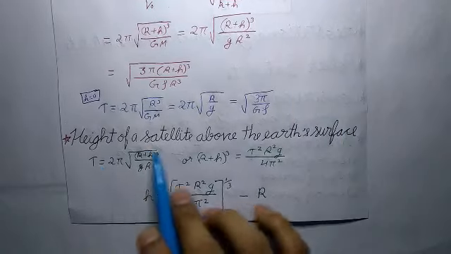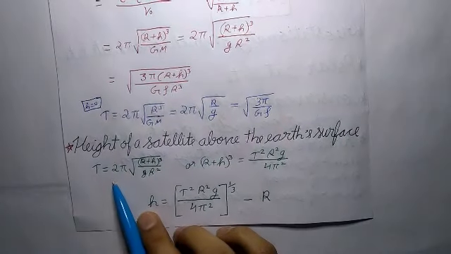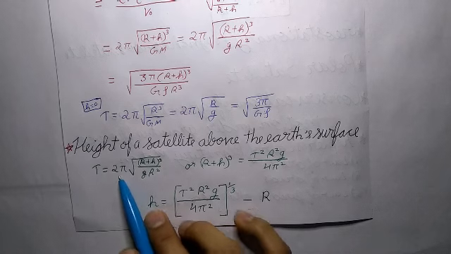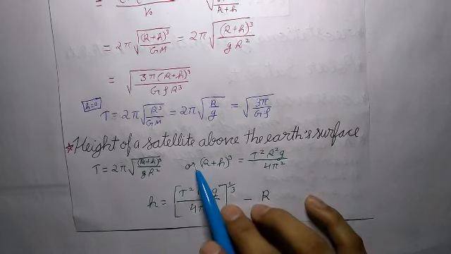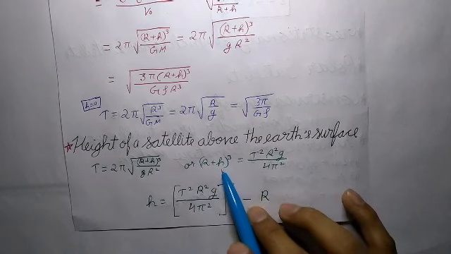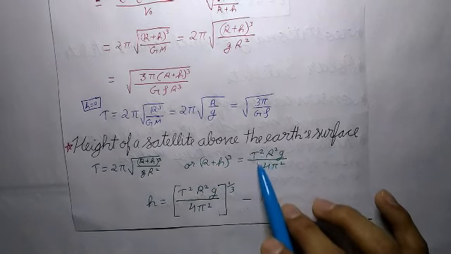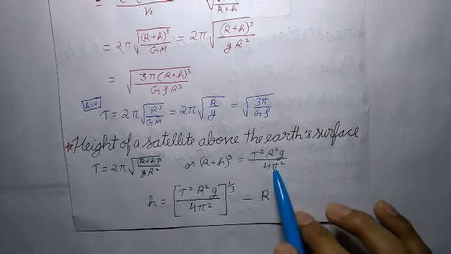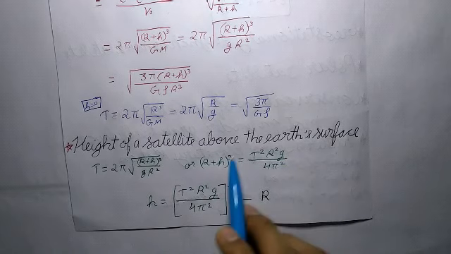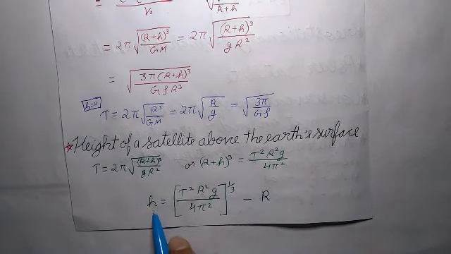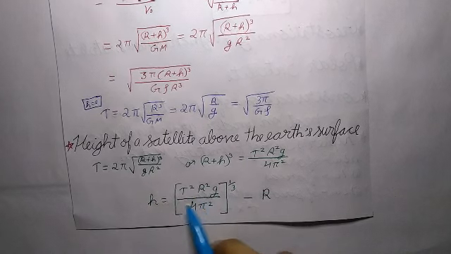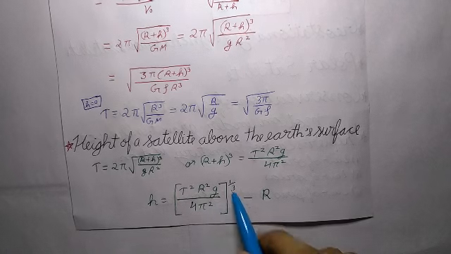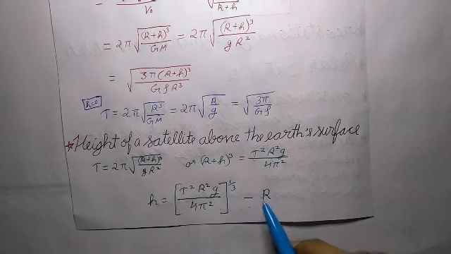Now, height of a satellite above the Earth's surface. We know that T equals 2π√((R+h)³/GM), or we can say that (R+h)³ will be equal to T²R²g/4π². From this equation we can calculate the height. h will be equal to (T²R²g/4π²)^(1/3) minus R.